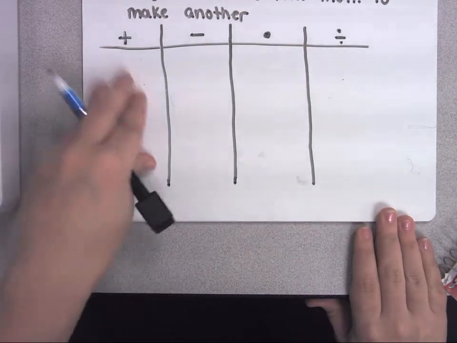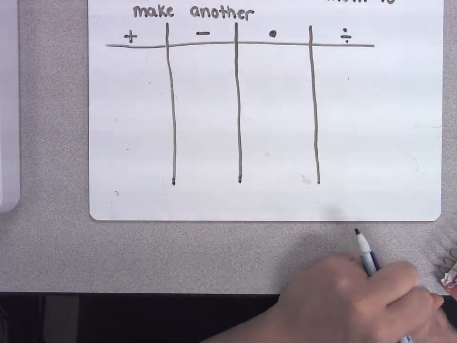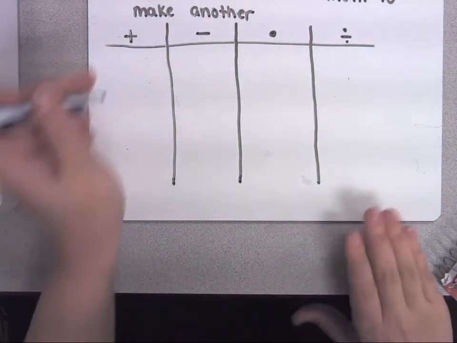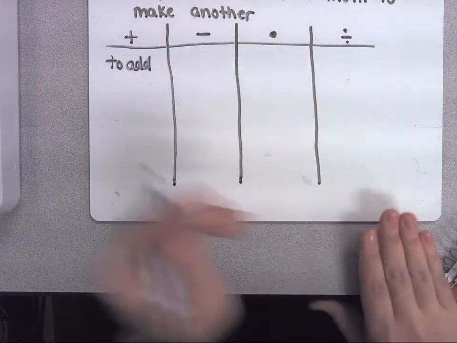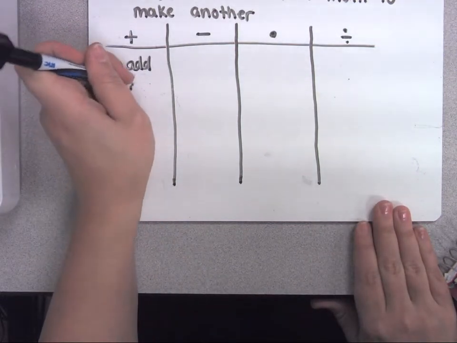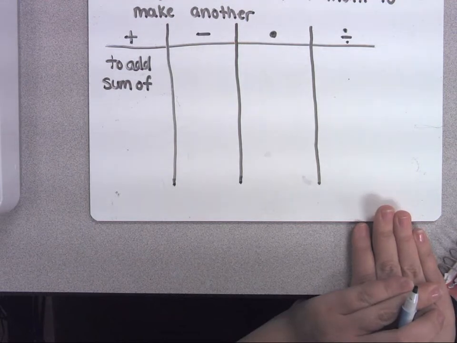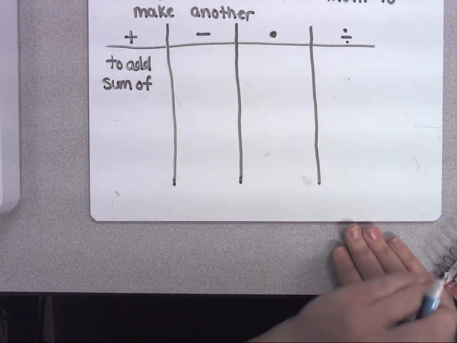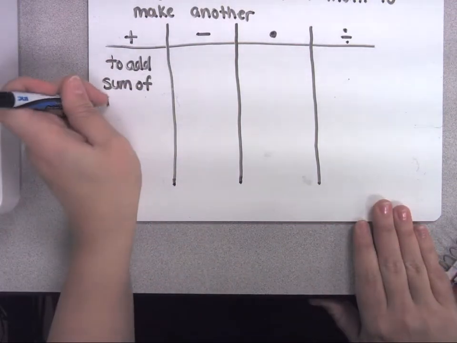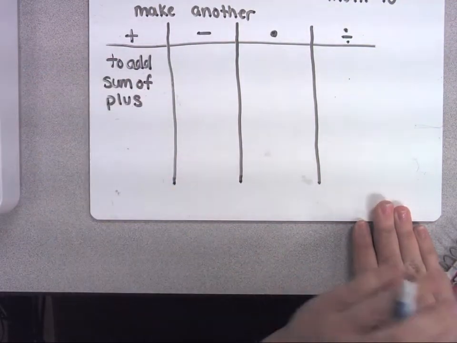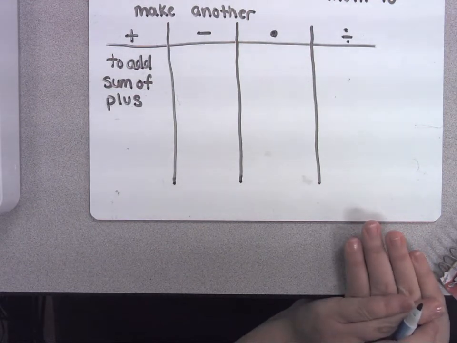We're just going to start with addition. What are words that we use instead of saying addition? To add, yep. Sum of, yes. There's a real generic one, starts with a P. Plus, yep. Anything else?